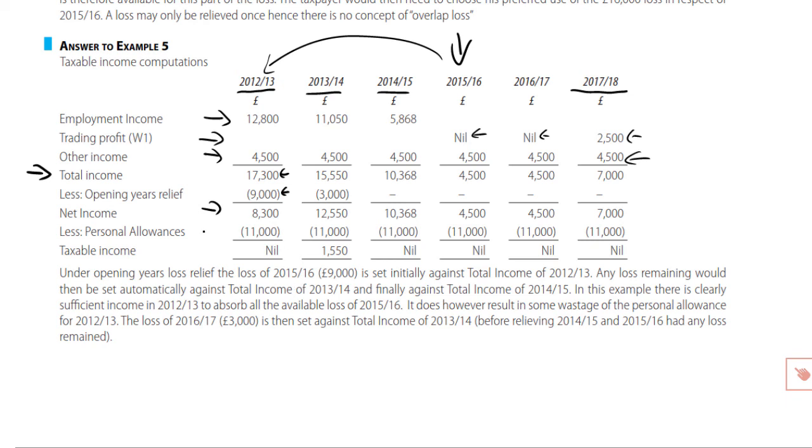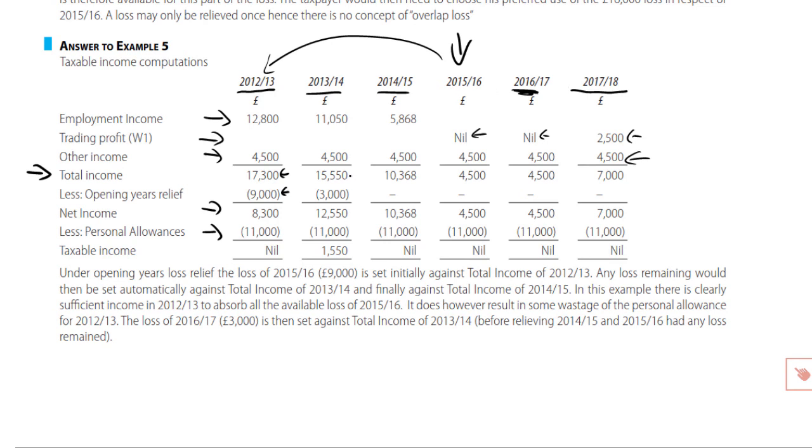All of that is covered by the personal allowance. It does sadly, of course, mean here that some of that loss has not gained a beneficial use because it has reduced income that would have been covered by the personal allowance anyway. But that's the price that you pay for making that claim. Remember, any and all claims against total income, you cannot make partial claims so as to get full use out of your personal allowance.